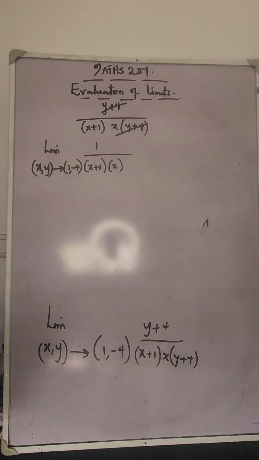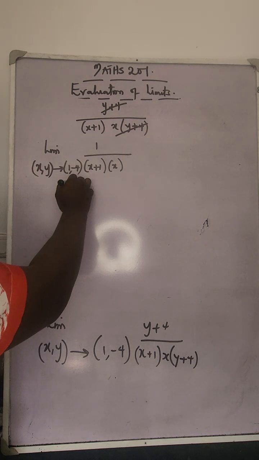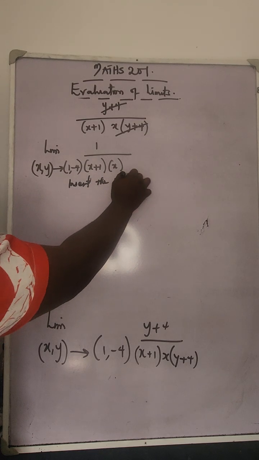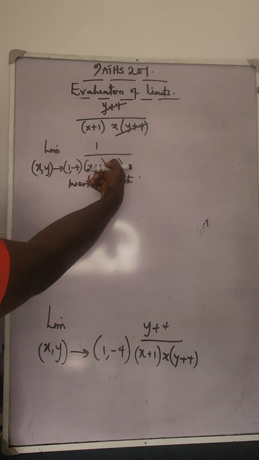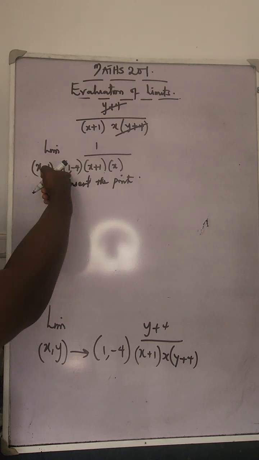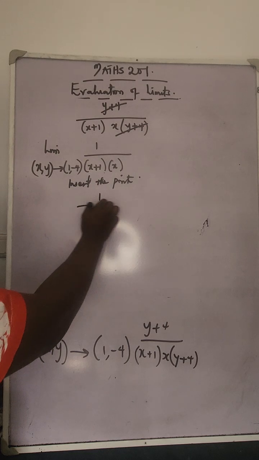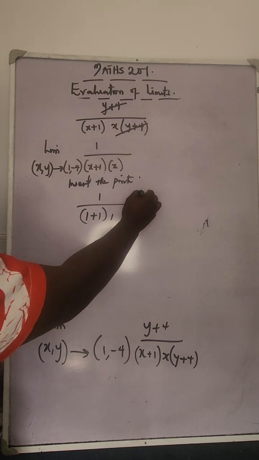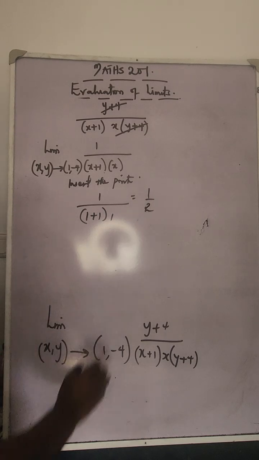And so we say that the limit as (x, y) approaches (1, -4) of 1 over x plus 1 into the brackets of x. And so from here, we now insert the point. Insert the what? The point. So we only have x here, so we're going to place x as 1. So we say 1 over 1 plus 1 into bracket 1, which is 1 over 2, right?